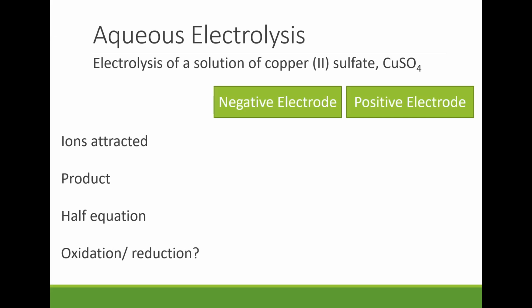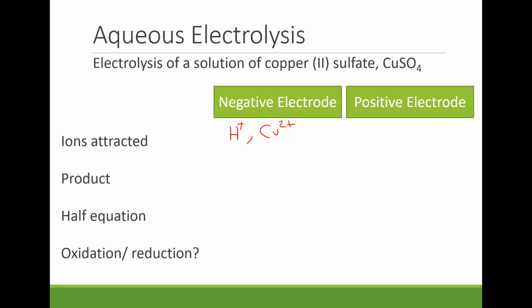Okay, so let's look at our next solution. That's copper 2 sulfate, the blue solution that we know well from making our copper sulfate crystals. So let's think about the negative electrode. Of course, positive ions head towards the negative electrode, and the two positive ions present are the H plus from the water, and the metal ion, the copper 2 ion.